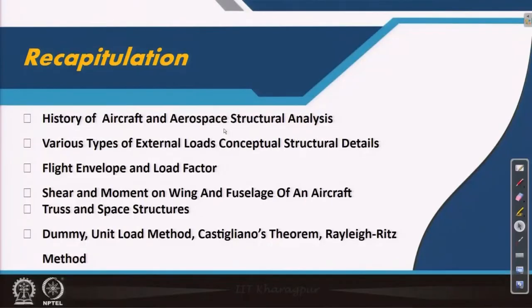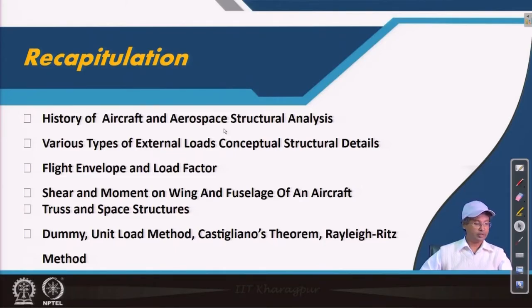So, as usual, the recapitulation slide. We have already covered the history of aircraft and aerospace structures as well as solid mechanics, various types of external loads and conceptual structural details, flight envelope and load factors. We have covered how shear and moment come on the wing and fuselage of an aircraft structure, trusses and space trusses, different unit load methods, Castigliano's theorem and the Rayleigh-Ritz method.